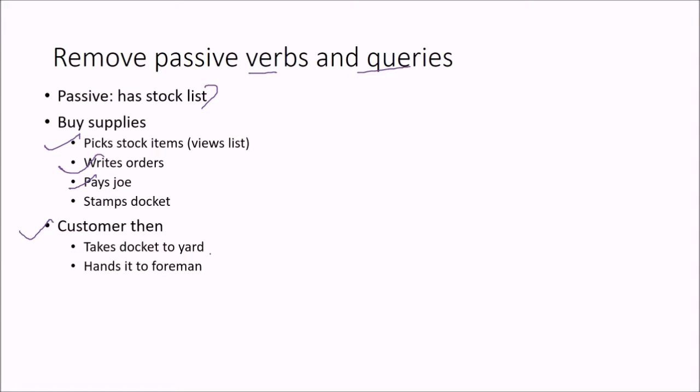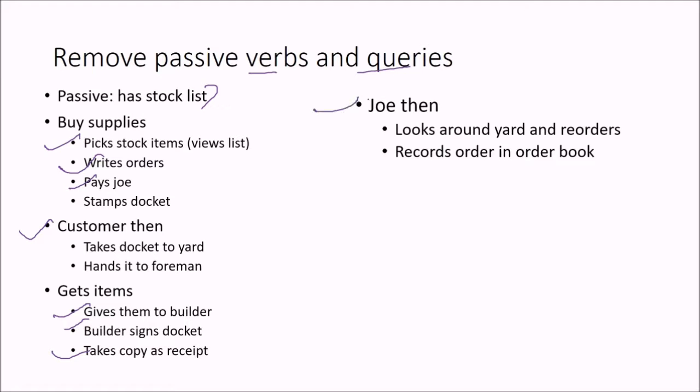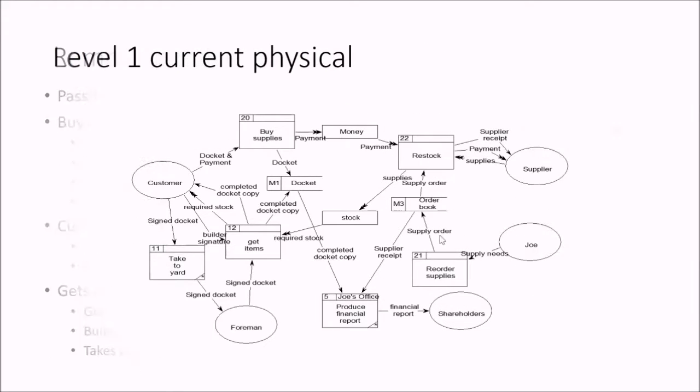The customer then takes the docket to the yard, hands it to the foreman, and gets the items. The foreman gives them to the builder. The builder signs the docket and takes a copy as receipt. Joe then looks around the yard, reorders, and records the order in the order book. The foreman takes delivery and checks. The foreman pays the supplier and staples the receipt to the order book. And Joe finally produces the financial report.